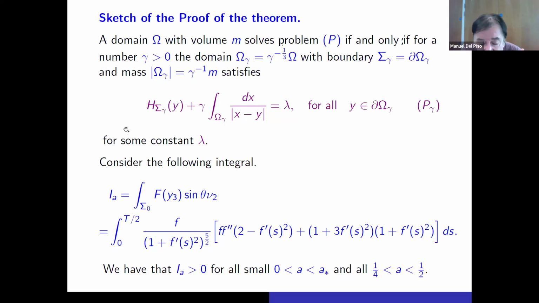Now, this is the problem that I want to solve. What I want to find is a domain that has volume gamma to negative 1 times m, okay, and that satisfies this relation here.